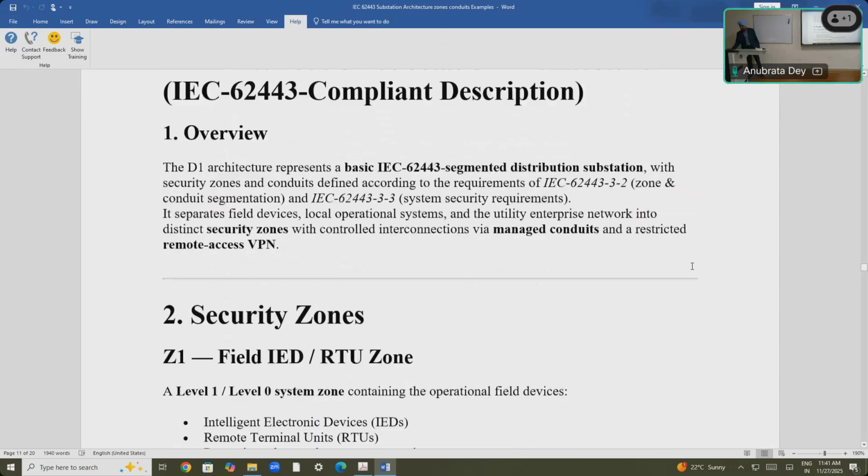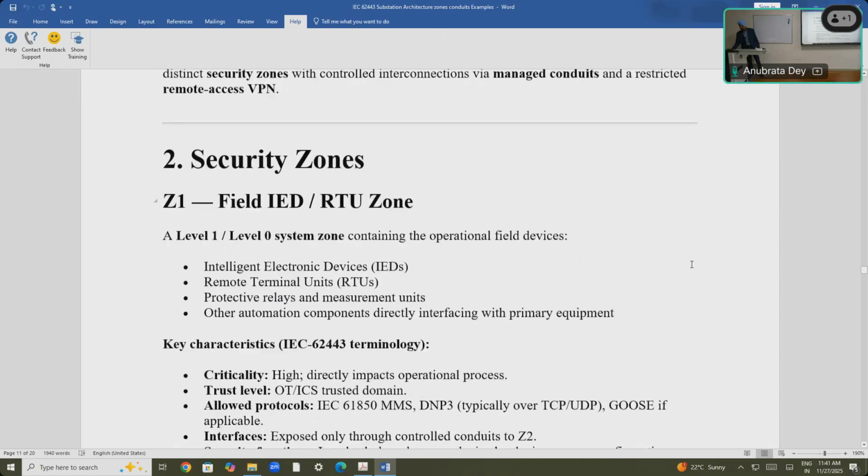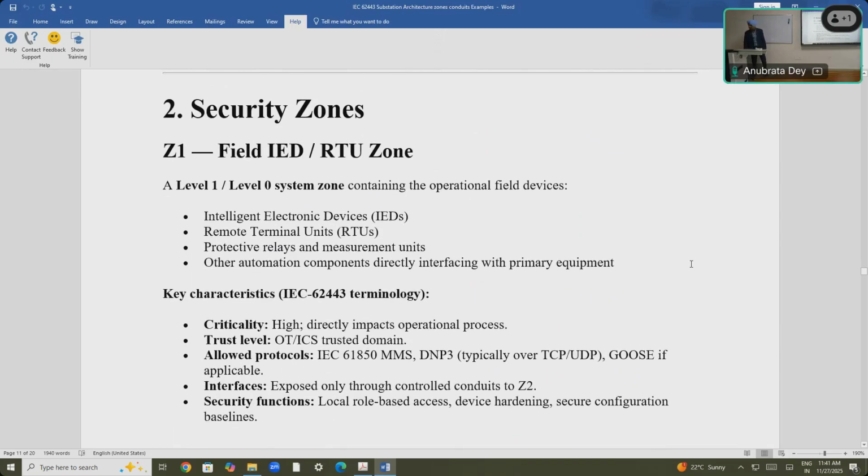So this one here. Zone 1, as I said, had IEDs or RTUs. So what devices are included in that? IED, RTU, any measurement units, protective relays, any other automation component which is controlling your primary equipment, circuit breakers, transformers, anything that's controlling that. So you will include that within this zone 1, okay?